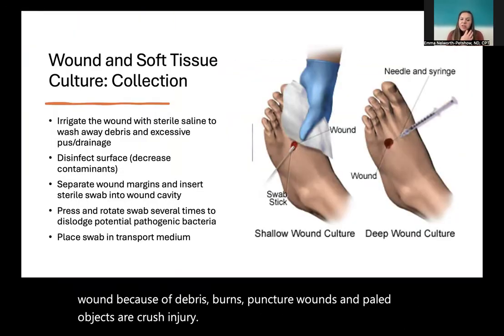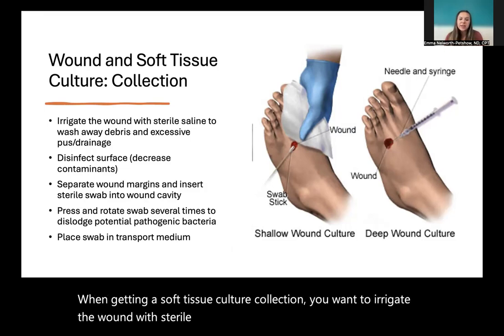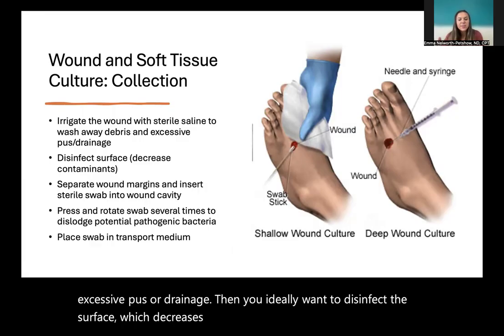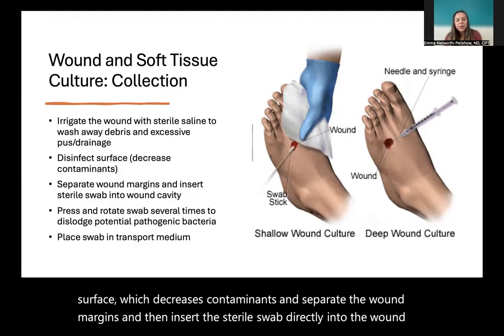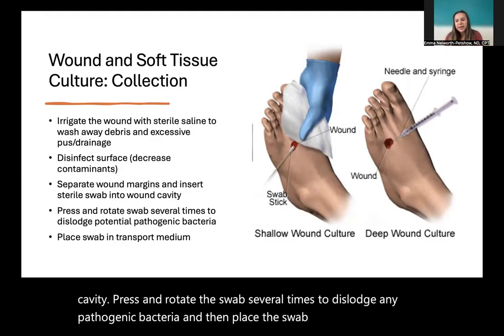When getting a soft tissue culture collection, you want to irrigate the wound with sterile saline to wash away any debris or any excessive pus or drainage. Then you ideally want to disinfect the surface, which decreases contaminants, and separate the wound margins, and then insert the sterile swab directly into the wound cavity. Press and rotate the swab several times to dislodge any pathogenic bacteria, and then place the swab into transport medium.